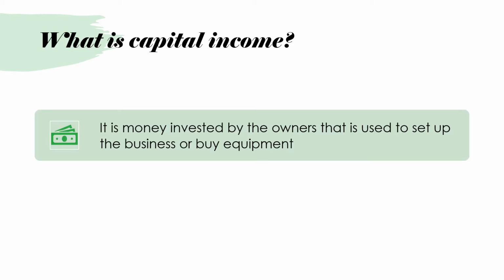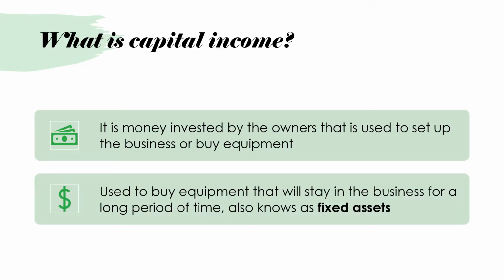Capital income is money that is invested by the owners and is used to set up the business or buy any equipment. And is used to buy equipment that is going to stay in the business for a long period of time, which is also known as fixed assets. Now, an asset is any item of value that is owned by an individual or a firm, and a fixed asset is equipment that a business is going to buy and it's going to be in the business for more than a year. So, for example, machinery.